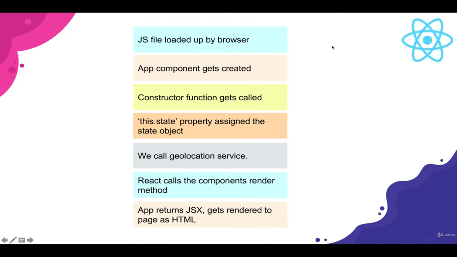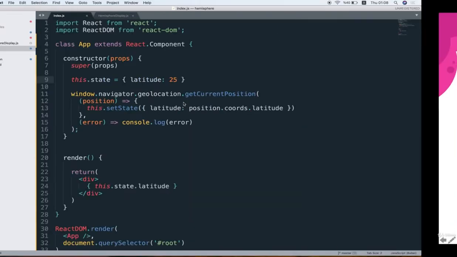Okay? So first, we loaded up the index.html file inside of our browser, and that requested our JavaScript file with all of our React code inside of it. The JavaScript file was loaded by the browser and then executed. When that file was executed, we created a new instance of the app component. Remember that the first function that's going to be called inside of our component automatically is the constructor function.